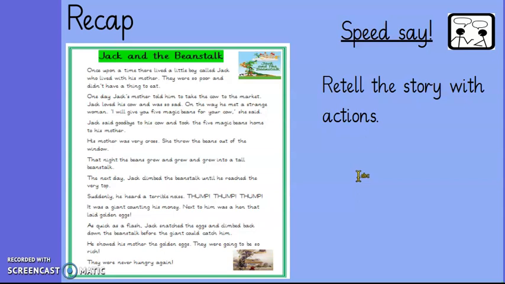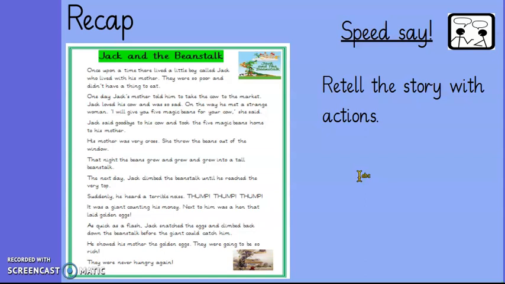Keep going with your actions. On the way, he met a strange woman. I will give you 5 magic beans for your cow, she said. Jack said goodbye to his cow and took the 5 magic beans home to his mother. His mother was very cross. She threw the beans out of the window. That night, the beans grew and grew and grew into a tall beanstalk.